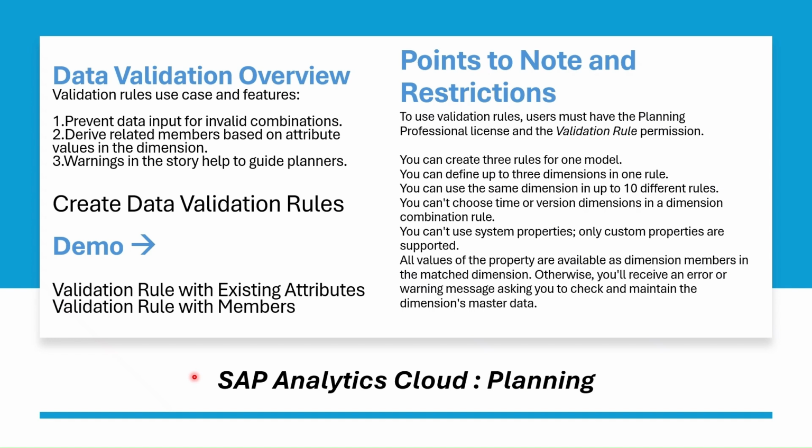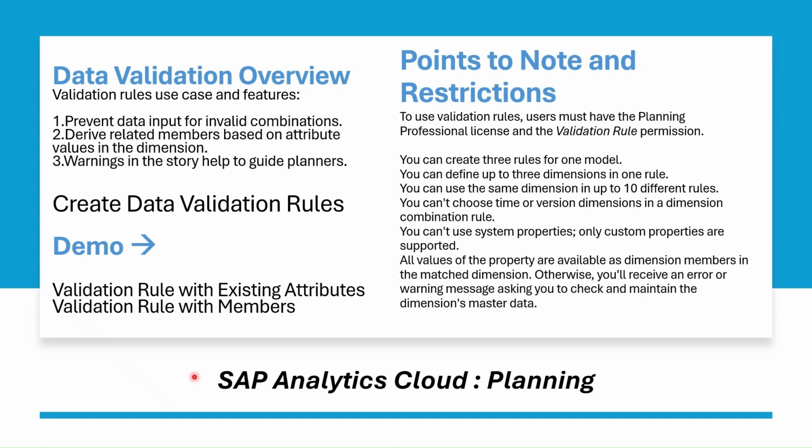Before you create validation rules, there are some points and restrictions you must note down. First of all, to use a validation rule, you must have a planning professional license, and validation rule create and update permission in the roles. You can enable validation rules only in the planning model, you can create three rules for one model, and you can define three dimensions in one rule.